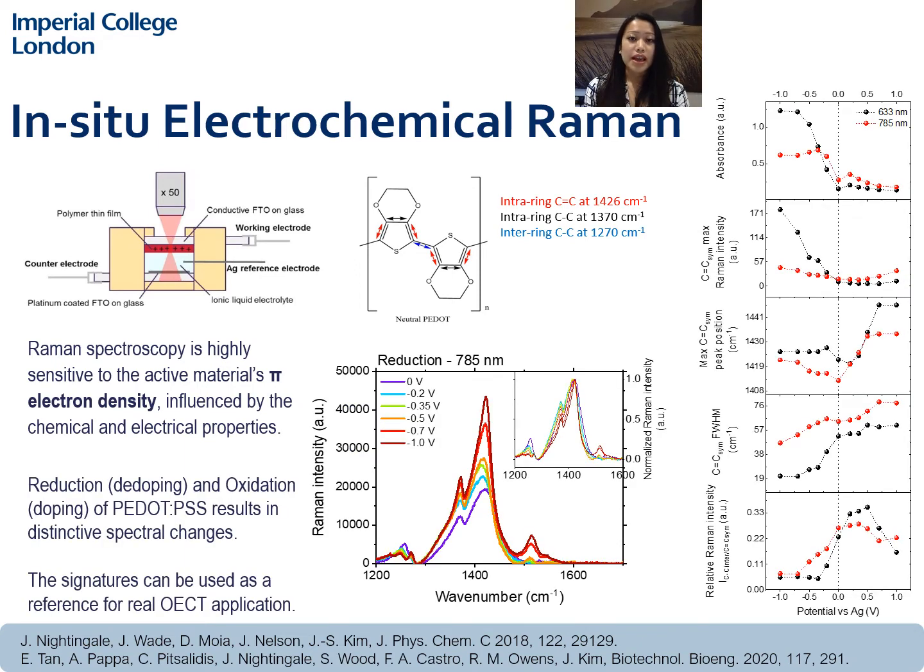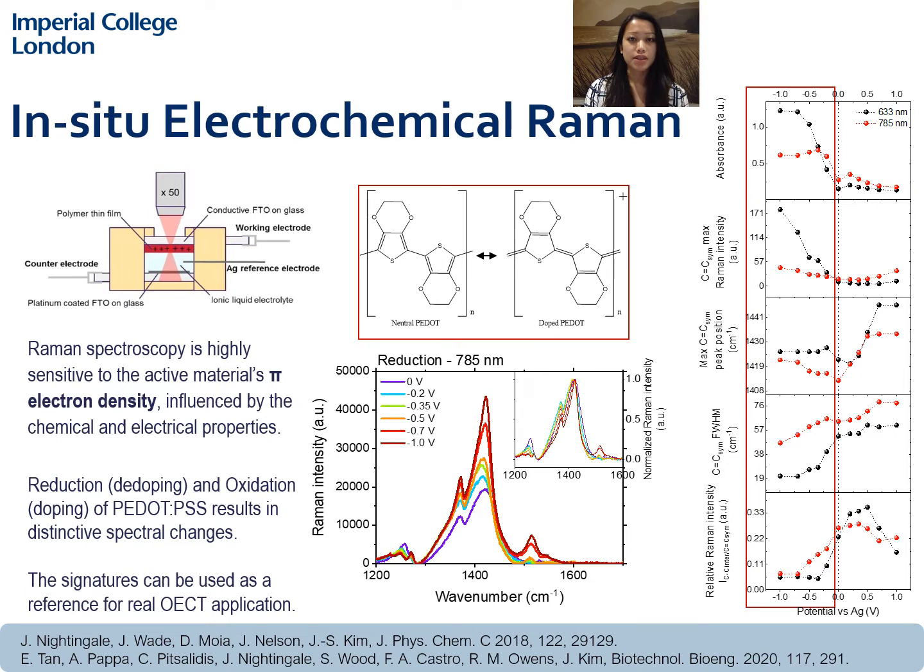So before applying this structural probe to sensing and OECTs, we can first build a database of structural changes upon electrochemical doping or de-doping. And this is done in an electrochemical cell that is operated under a Raman laser simultaneously. So we can establish signatures of nanoscale structural changes during electrochemical processes.